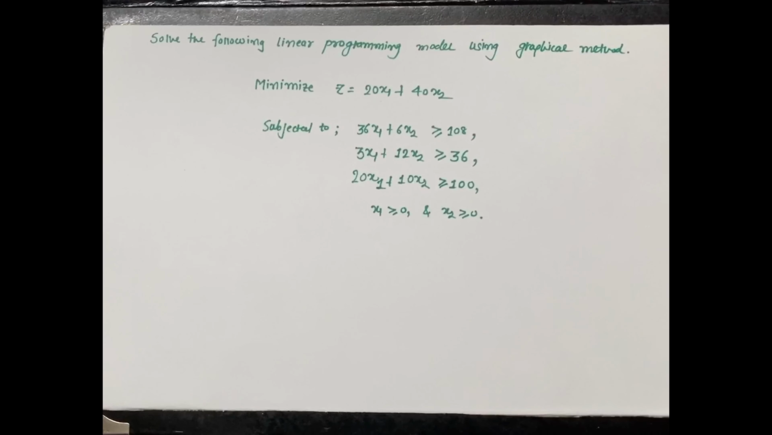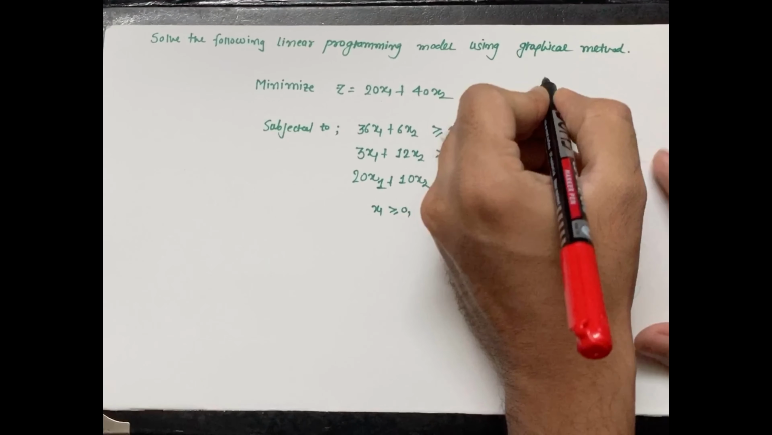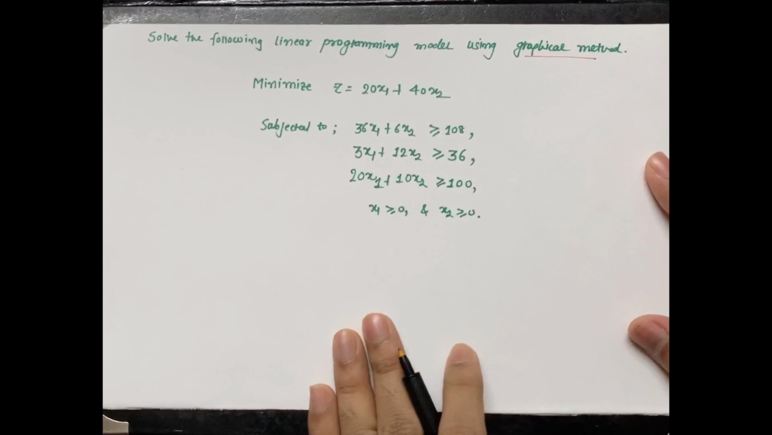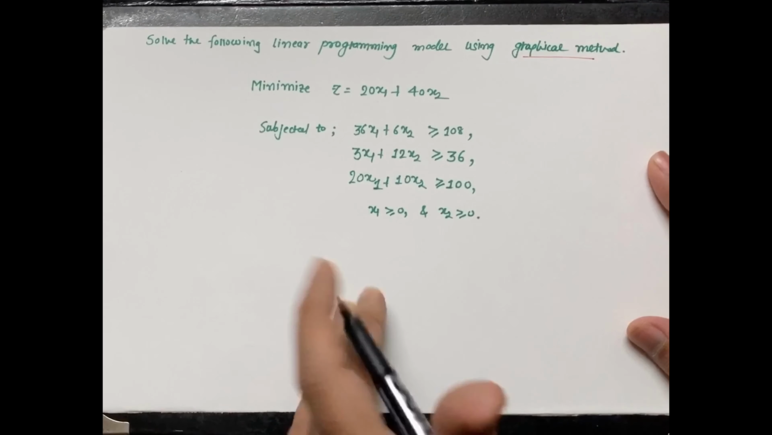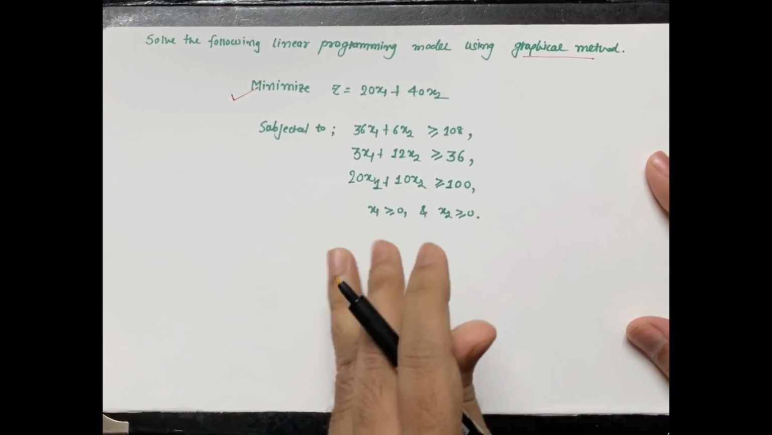Welcome to the fourth lecture of the linear programming. We continue this session with the graphical methods. Here I have taken a new case of minimization.